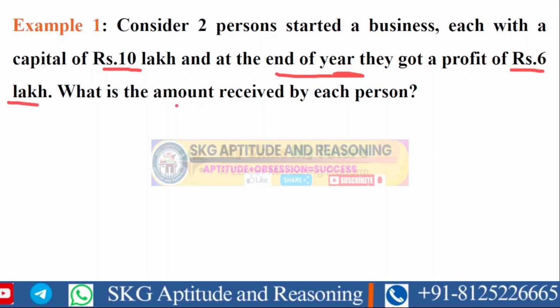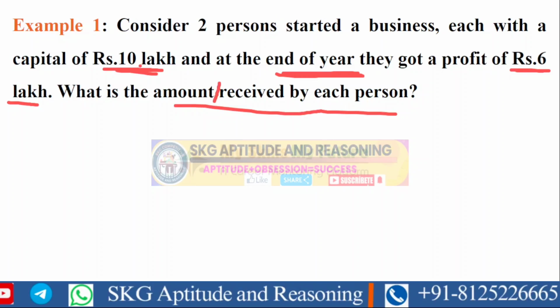Then what he is asking in the question is the amount received by each person, or the profits received by each person. Sometimes they mention amount or profit. So in the question he gave the investments: each invests an amount of 10 lakh rupees, and the total profit is 6 lakh rupees at the end of the year. If the question doesn't mention any time period, we consider the time period as constant, and assume each one is in the business for 1 year.